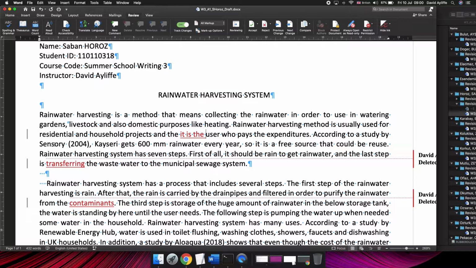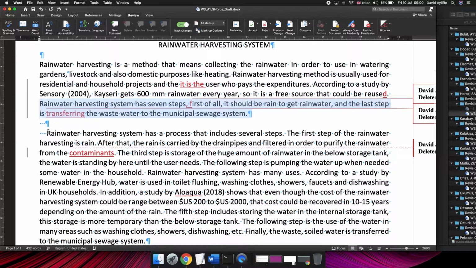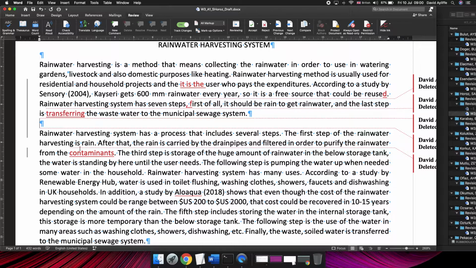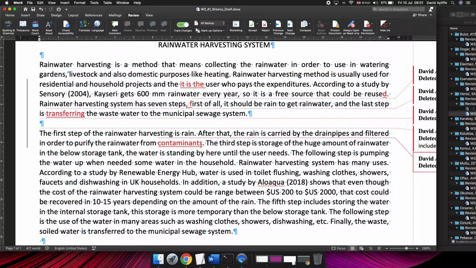According to a study by Sensori, that could be reused. Has 7 steps. Okay, we can combine this. First of all, that's a nice sentence. And the last step. Super. Has a process that includes several steps. Okay, we don't need this because you've just told us this here. The first step is rain, okay? And filtered from contaminants. We don't need an article, from contaminants.